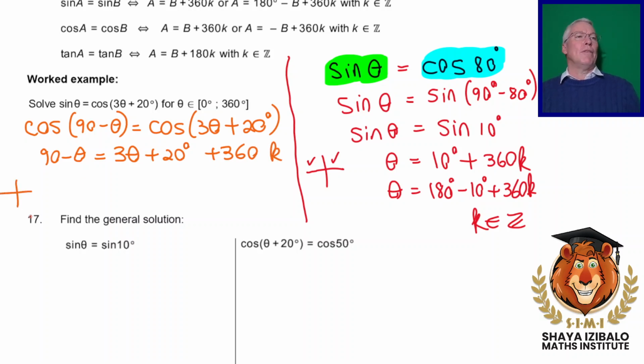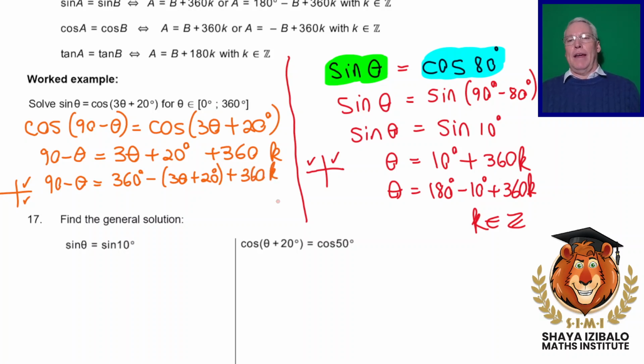Or, and again, I can draw a little picture of a CAST diagram. The other place where cos is the same value as it is at a given angle is 360 minus. All right, we're using our CAST diagram. Where's cos positive? So the other possibility here is that 90 minus theta could be 360 minus all of this stuff, plus 360k.